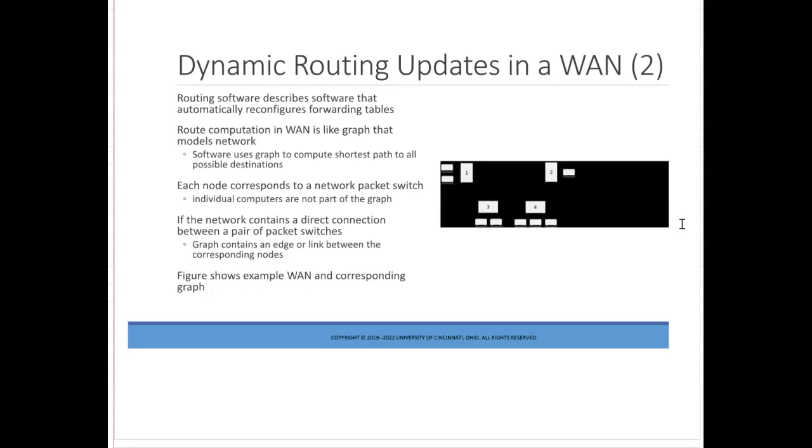Route computation in a WAN can be compared to a graph that models the network, and the routing software uses the graph to compute the shortest path to all possible destinations. Each node in the graph corresponds to a packet switch in the network. Note that individual computers are not part of the graph. If the network contains a direct connection between a pair of packet switches, the graph contains an edge or link between the corresponding nodes. The figure shows an example of a wide area network and the corresponding graph.